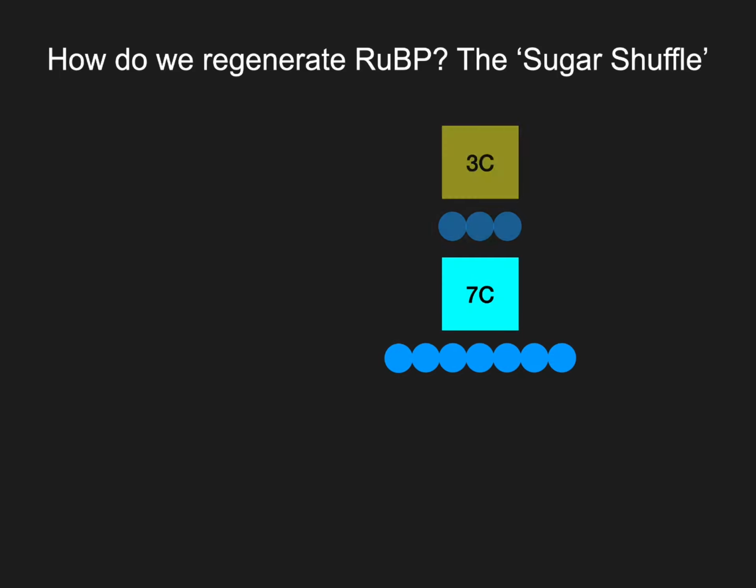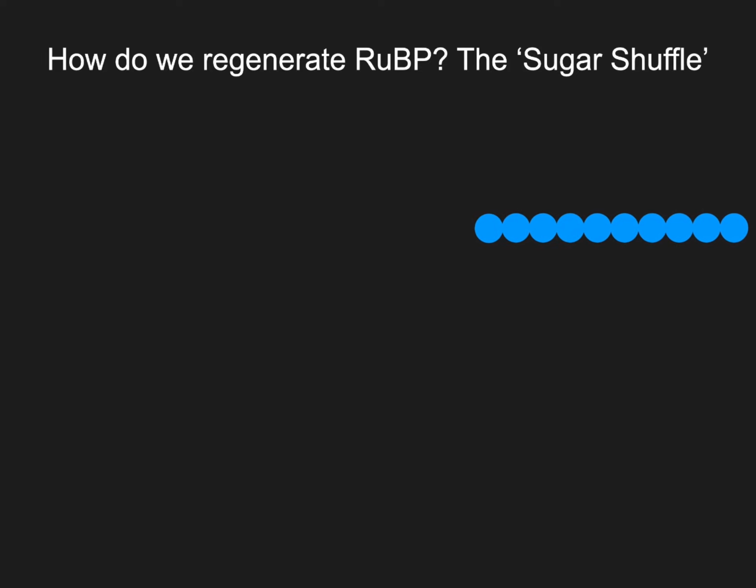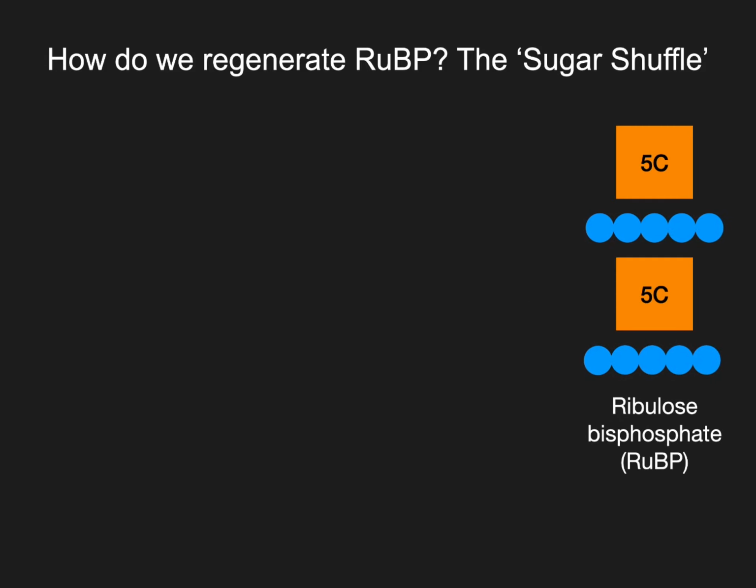Another 3-carbon molecule is then used. The 3-carbon and 7-carbon then join together to form a 10-carbon. This subsequently splits into 2 5-carbon molecules, one of which is RuBP.